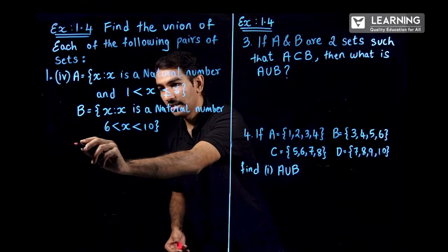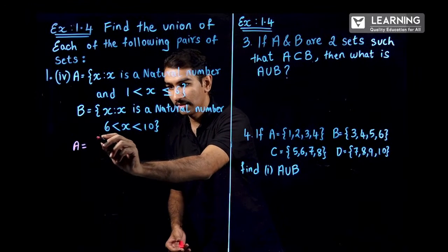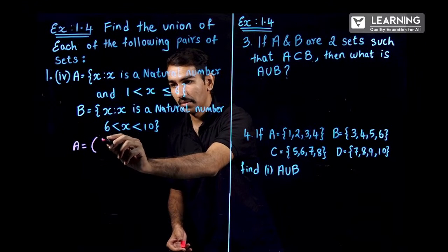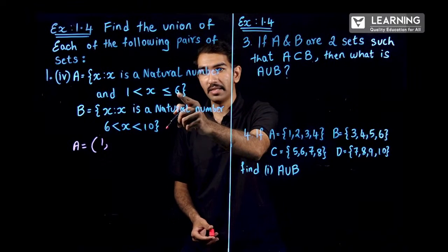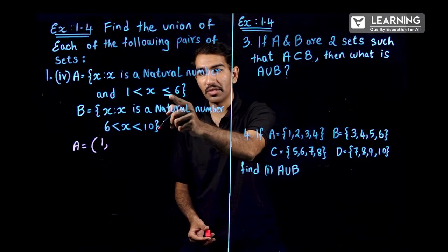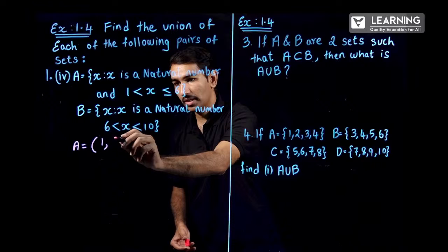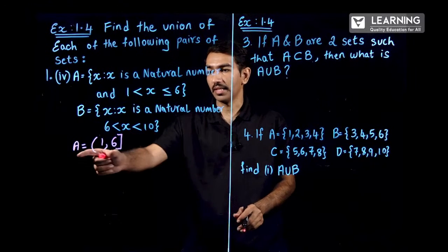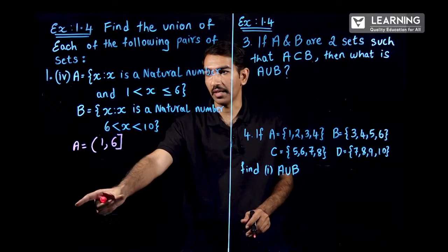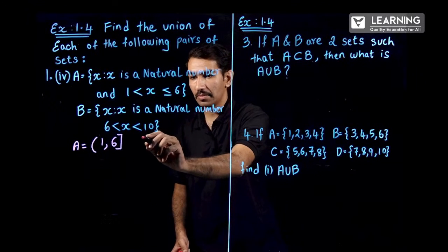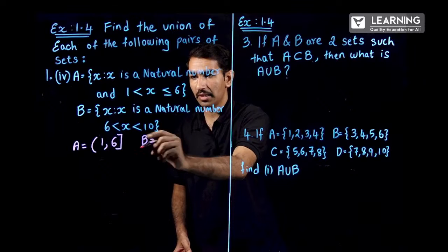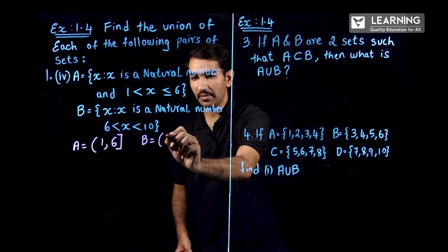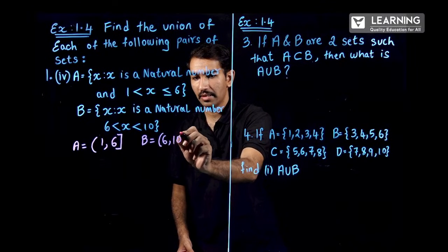So we will write A equals, curved bracket, which means open interval, 1 comma. Is 6 included? 6 is included because there is an equal symbol here. So write 6 with the square bracket. We will write the roster form of A again. We will also write B in terms of intervals. So B will be equal to, there is no equal to here also, so we will write curved bracket 6 comma 10.